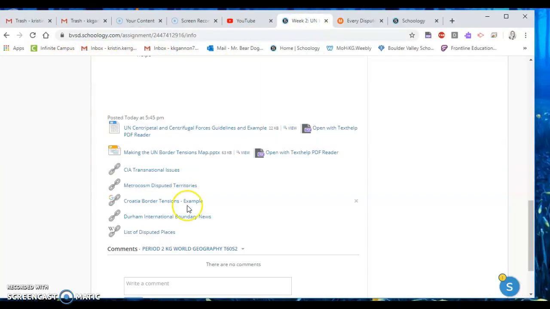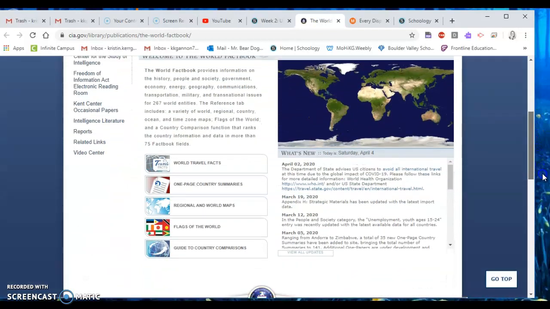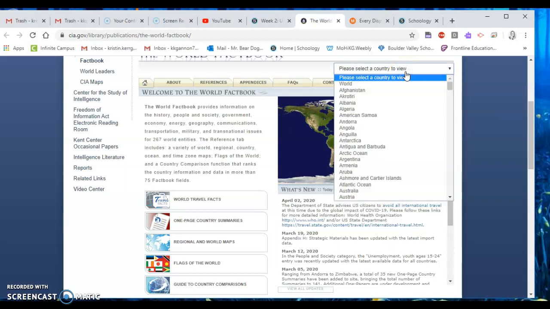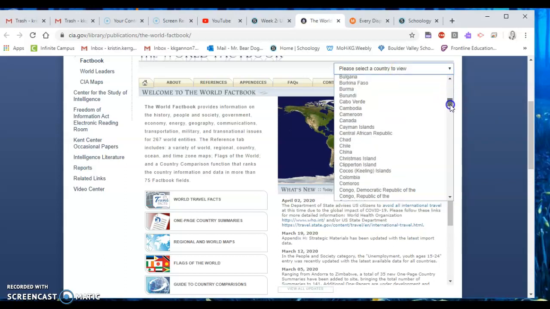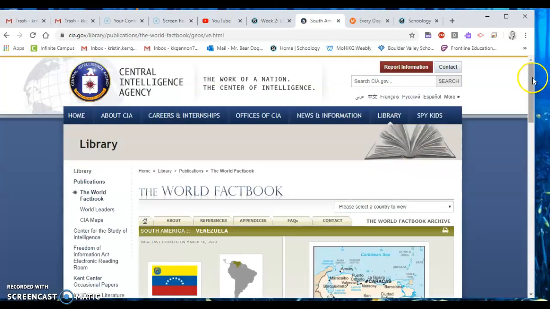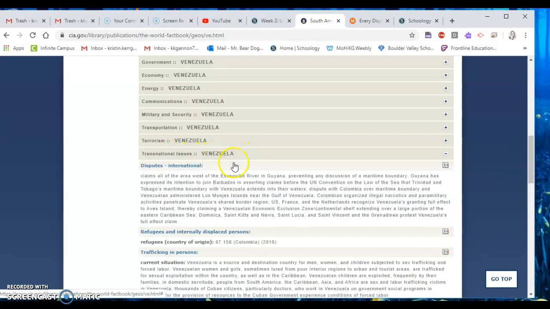But if that one's not doing it for you, I really just like going into the CIA transnational issues. So we've used this World Factbook a lot for our projects, and since it's made by the CIA, of course they would be keeping track of problems. That's what the CIA does. They spy on other countries. So if I wanted to know what problems are going on in Venezuela that the CIA is checking up on, I'm going to scroll down to Venezuela, and at the very last one here, transnational issues means what are the issues going on in Venezuela with other countries. And I can start to skim read through here.